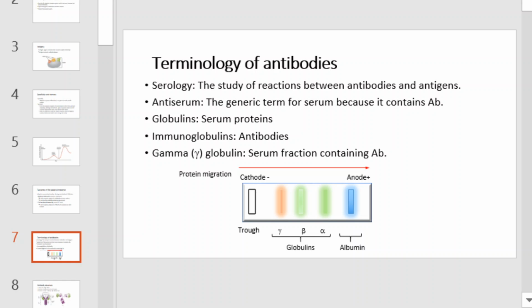The terminology of antibodies. Serology is the study of reactions between antibodies and antigens. Antiserum is the generic term for a serum because it contains an antibody. Globulins are serum proteins. Immunoglobulins are antibodies. Gamma globulins are serum fractions containing antibodies.